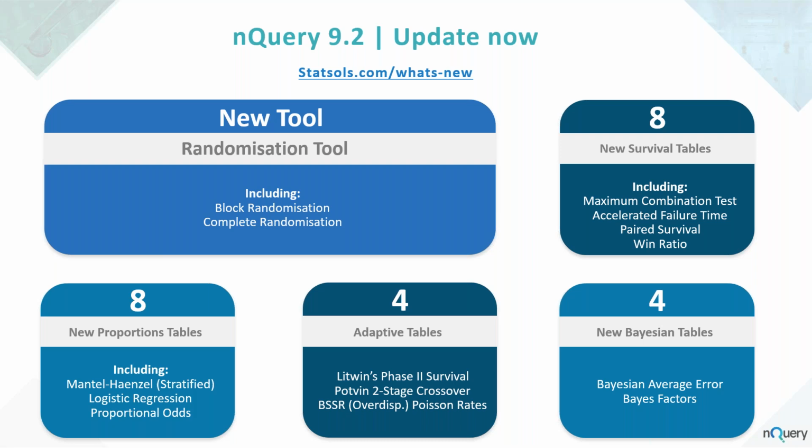Then we also have included two tables relating to blinded sample size re-estimation, both for Poisson rates and over-dispersed Poisson rates. And then finally, we've included some Bayesian tables relating to Bayesian average errors and Bayes factors. And so this release will be coming up very soon, hopefully in the next couple of months. So be on the lookout for that if any of these interest you.